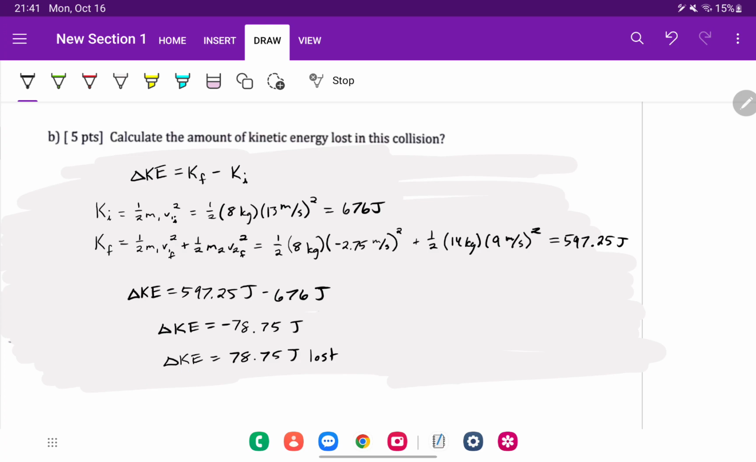You can't just write it as a positive because then that looks like we gained energy, which wouldn't happen in a collision like this. And so you would either have to put it as a negative number showing that we lost that, or a positive number and then put the word lost or something showing that we lost that energy.